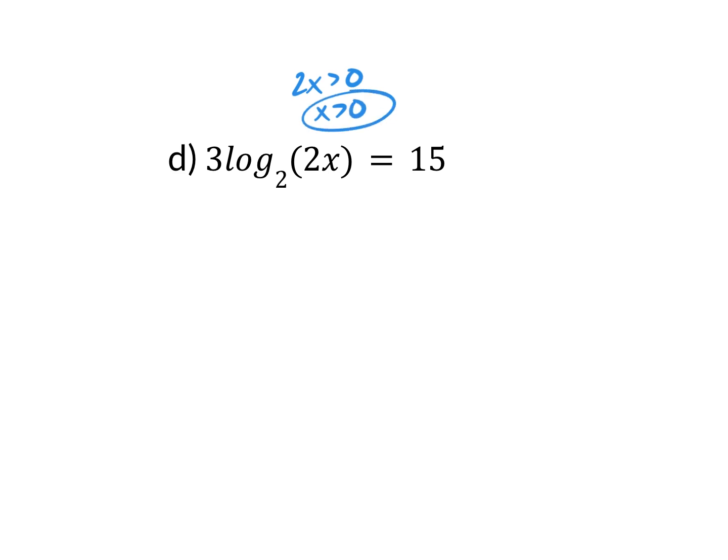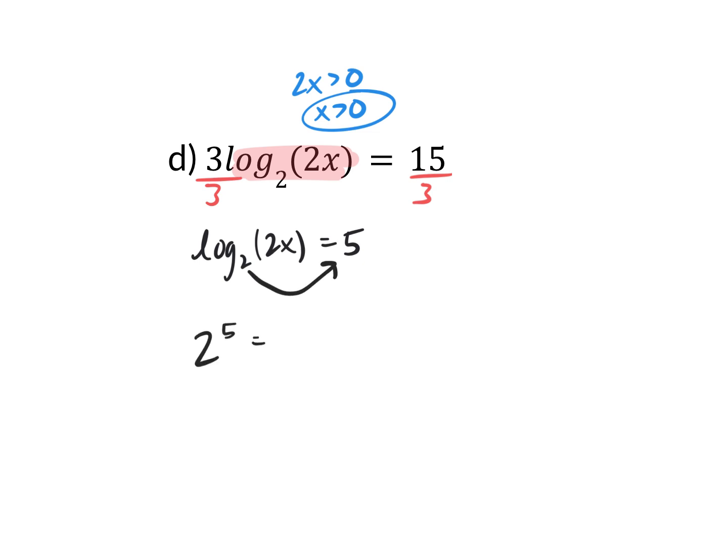Now before I can rewrite this in terms of an exponential, we do need to get the log by itself. So I need to divide by 3 on both sides. And we get log base 2 of 2x is equal to 5. Now we can go ahead and rewrite this as 2 to the 5th power is equal to 2x.